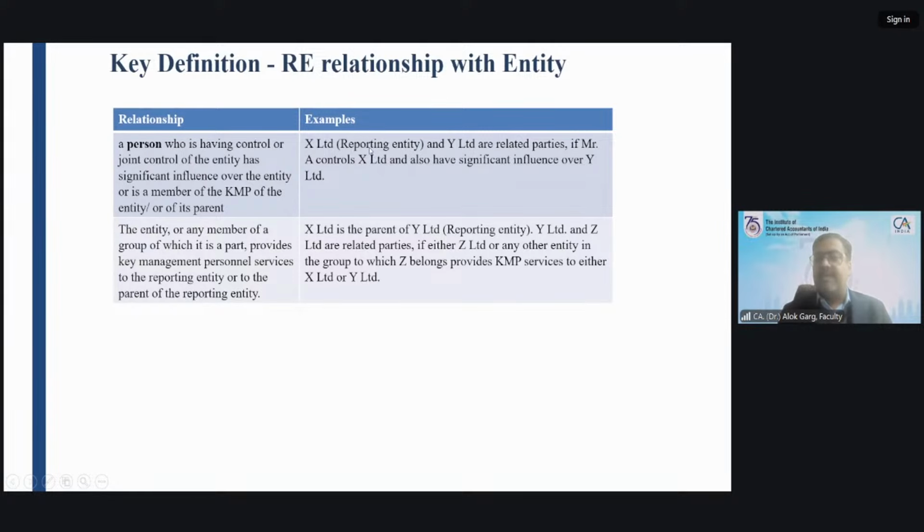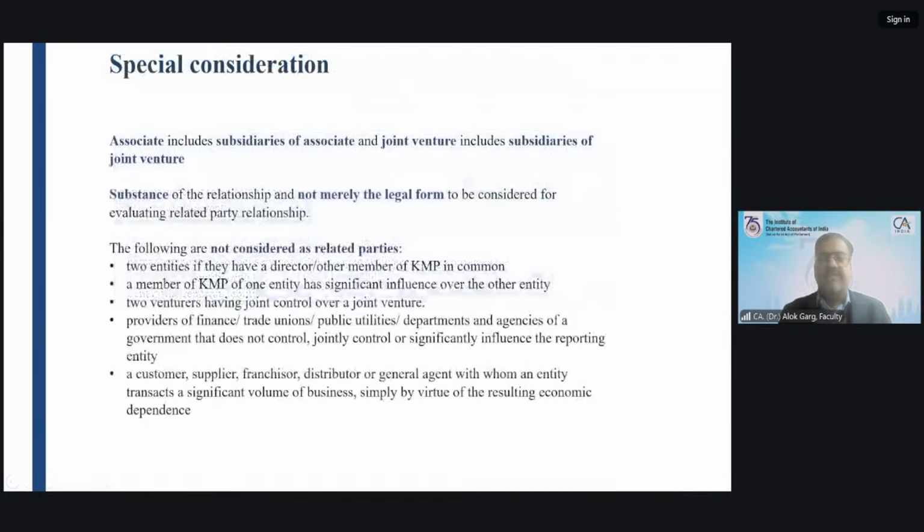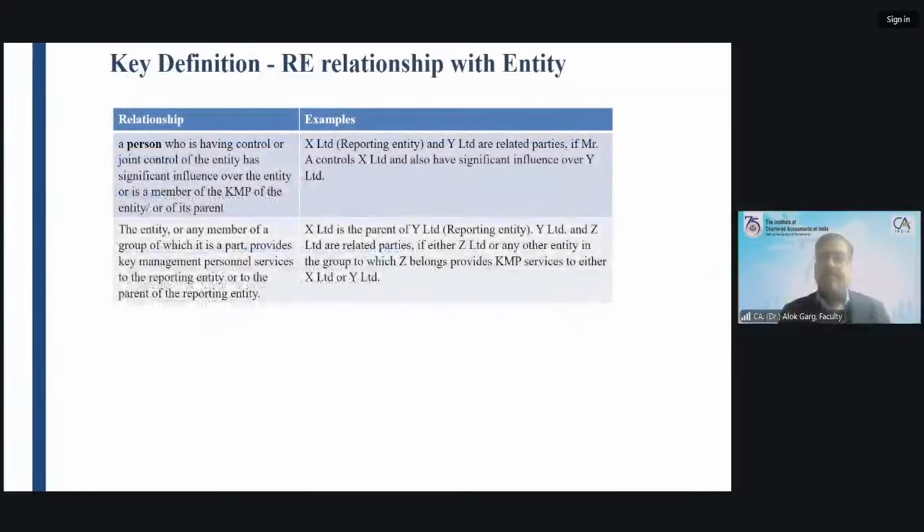अभी cover किया ना, X Limited and Y Limited are related party if Mr. A controls X and also has significant influence over Y Limited. Okay. Have covered also this. This I have also covered, right? Clear? Yes, sir. Covered, sir.